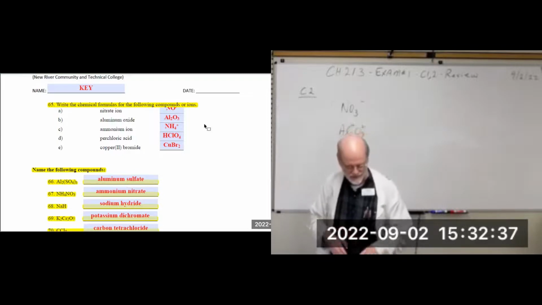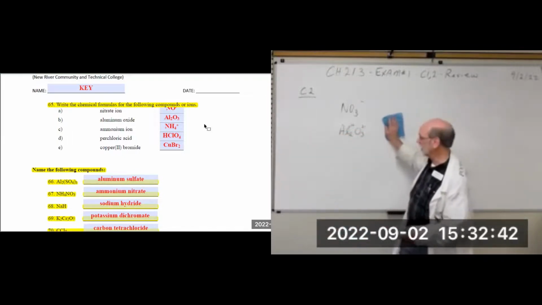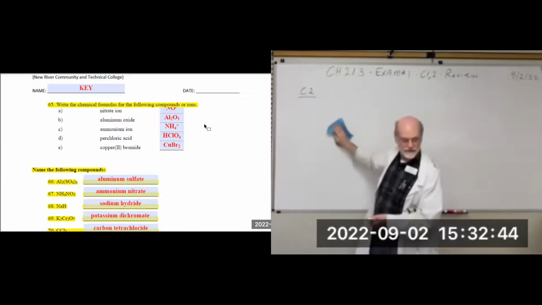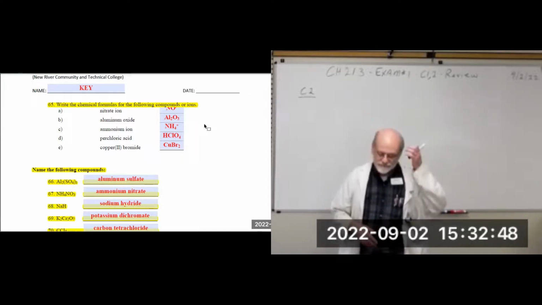Ammonium ion. That's a polyatomic ion. And really, you just look it up. Look in the chart. Ammonium NH4 plus 1.